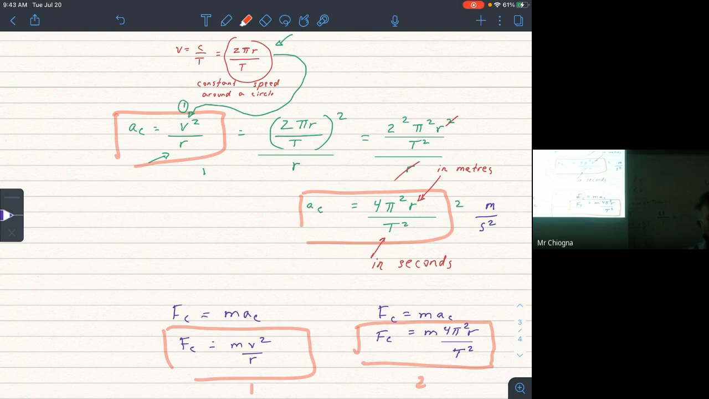Okay, a couple of side notes. You can think of centripetal acceleration as related to how quickly you're changing your direction. The faster you change your direction, the greater the acceleration. Think of it as that. That's probably as physical as you're going to get with it.